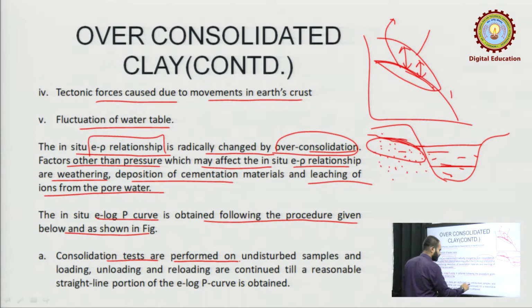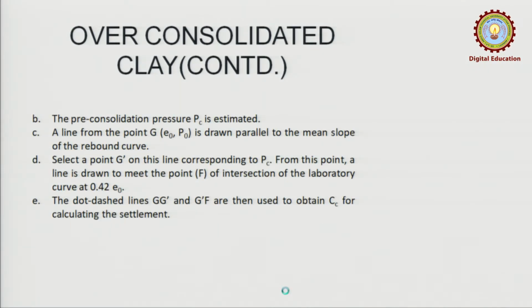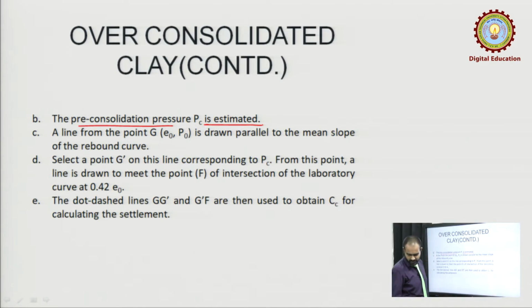Consolidation tests are performed on the undisturbed samples, and loading, unloading and reloading are continued till a reasonably straight line portion of the e–log p graph is obtained. Okay. The pre-consolidation pressure Pc is estimated. First of all, let us see the diagram.